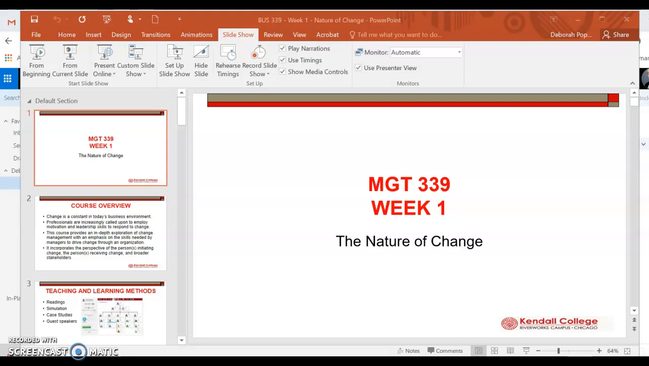This is Management 339, Leading Change, and is really all about the change management process in organizations of varying types. This first week, you're just going to get an overview of the course and some general principles that we'll be talking about throughout the 10 weeks. And also I'll point you to some activities that you'll need to address as the week goes on.